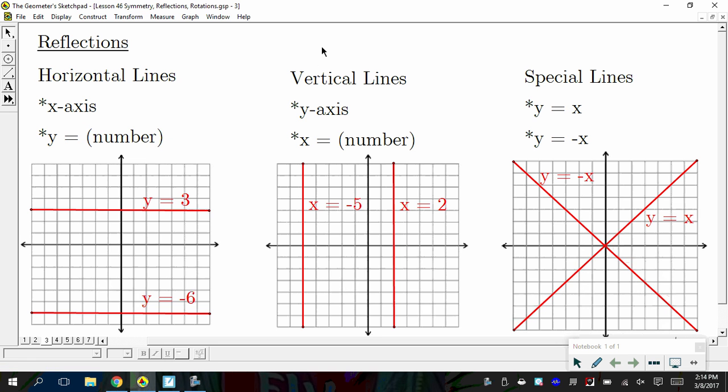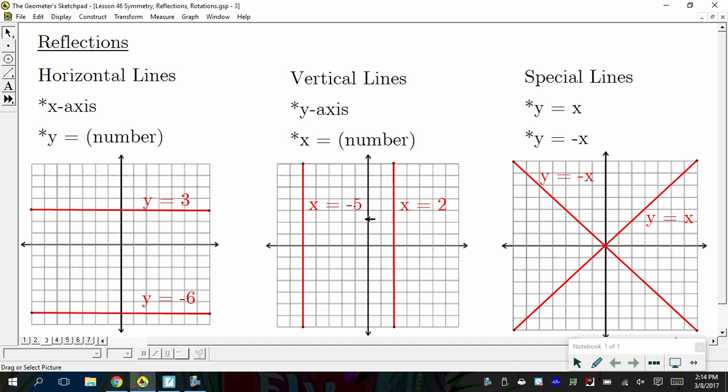So speaking of reflecting, we're going to talk about reflections in the coordinate plane. And there are a few different types of reflections we're going to do. We're going to reflect over horizontal lines, like the x-axis. That's this guy down here. And also other horizontal lines that have the form y equals a number. So for example, y equals 3, which is 3 units above the x-axis. y equals -6, which is 6 units below the x-axis. So these equations, y equals a number, are horizontal.